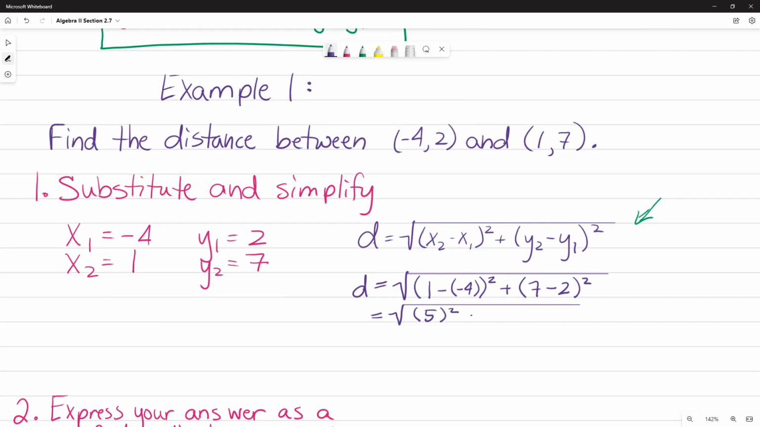So 5 squared plus 7 minus 2, which is 5 squared. And so we know that that simplifies to what? 25 plus 25, because we're adding them. Because 10 squared is what? 100, right?